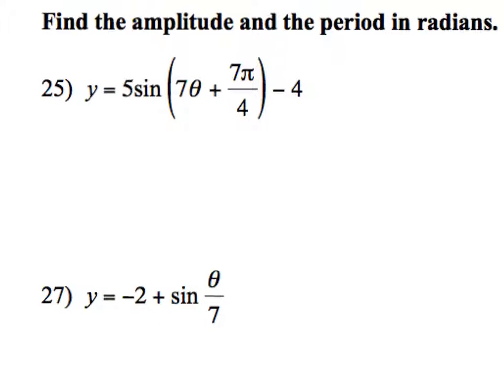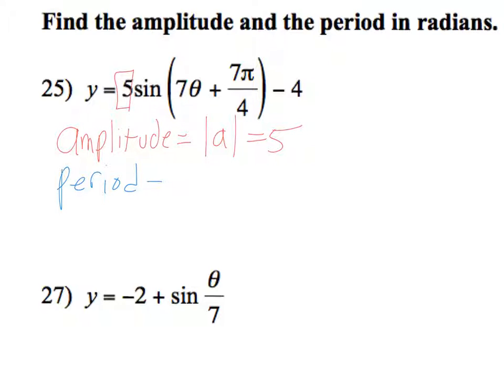Here we're trying to find the amplitude and the period. So there are a couple things we have to deal with. The first is to know how to find the amplitude. In this case, the amplitude is going to be the absolute value of whatever number is out in front. In this case, the amplitude is just 5. The period, we know, is 2 pi over b. In this case, our b is 7. Therefore, the period is 2 pi over 7. And we're done.